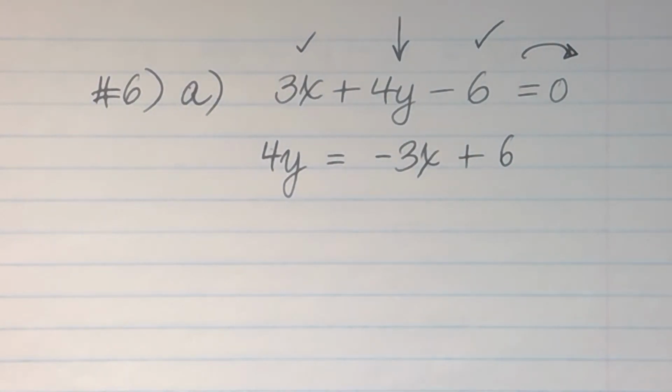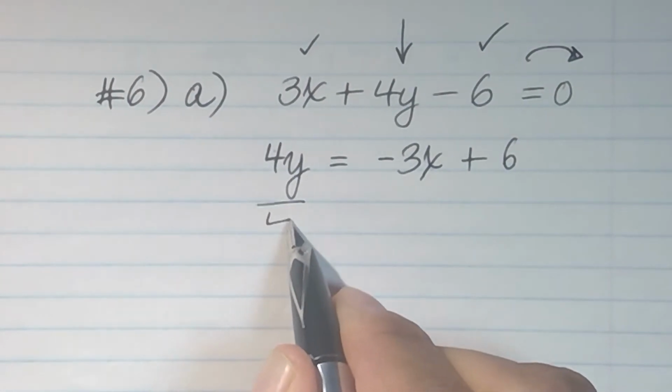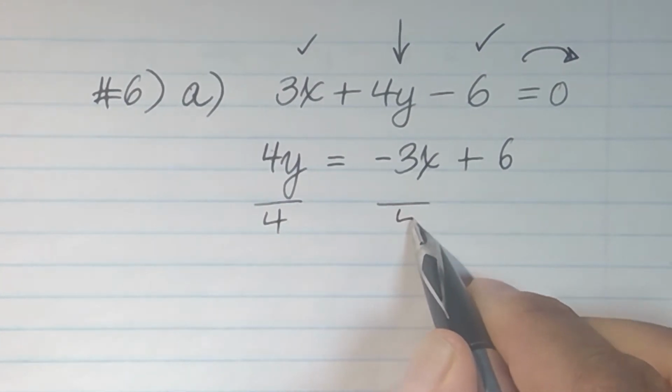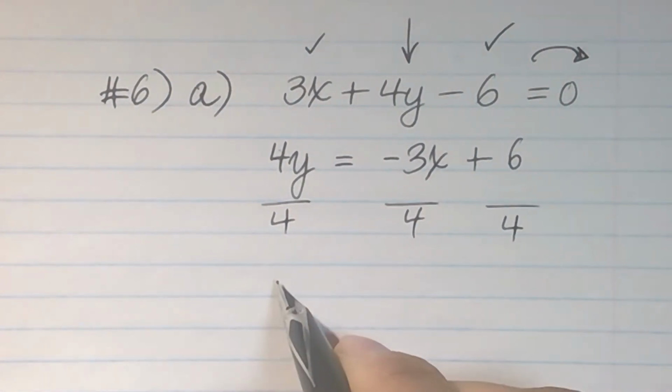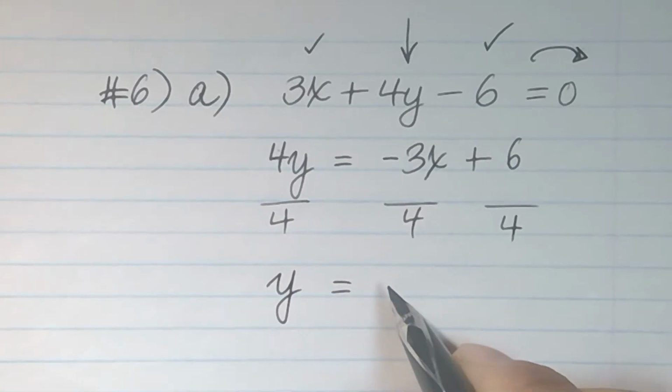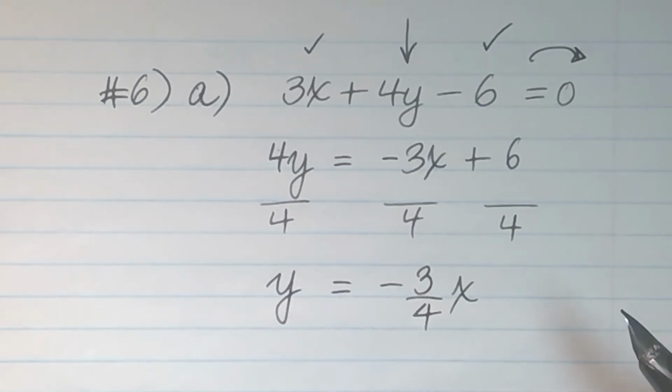Now all that's left is to get rid of the 4. So I'm going to divide everything by 4. This is going to give me y equals negative 3 over 4x.